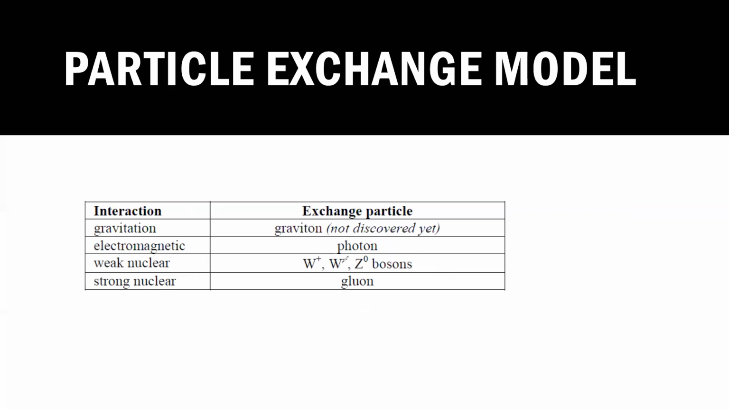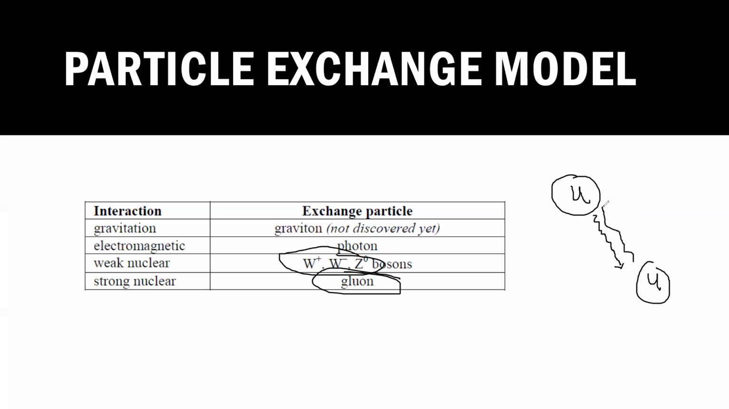For the weak nuclear force, it can be W and Z bosons, or W plus, W minus, so three particles. And for the strong nuclear force, the particles which are holding these particles together are called gluons. For example, an up quark and another up quark. Because these are quarks, they are interacting with each other by exchanging a particle, and that particle is called a gluon.